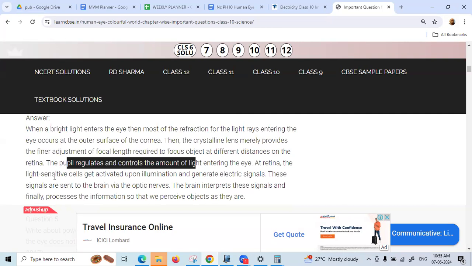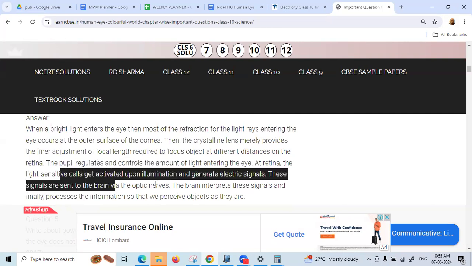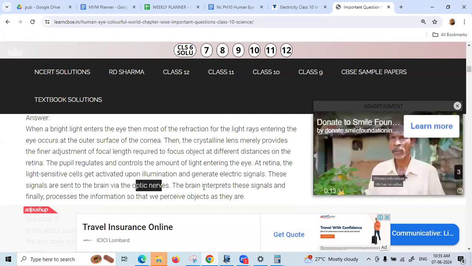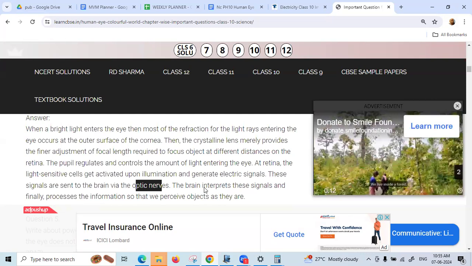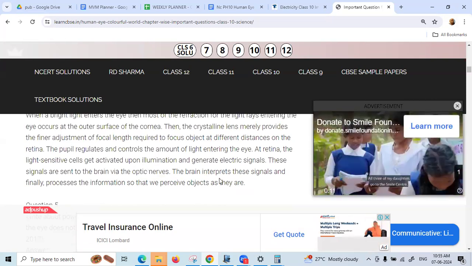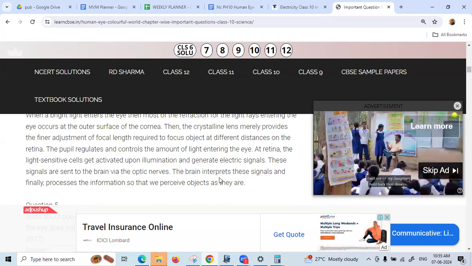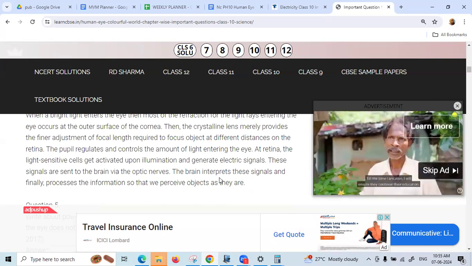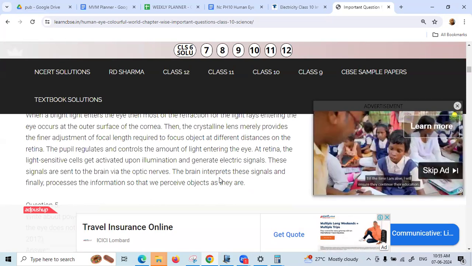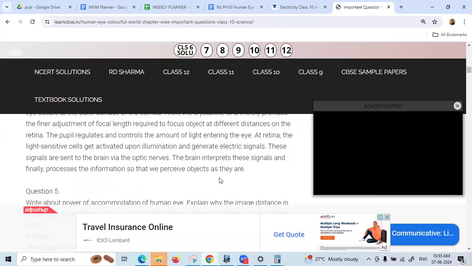Okay. At the retina, light signals are getting activated, and then generate electrical signals. These signals are going to the brain via the optic nerves. When the brain interprets these signals, it will invert the image, because the image formed by a convex lens is always inverted. It's a real image. So the brain will do that inversion and figure out whatever is the image in the front.